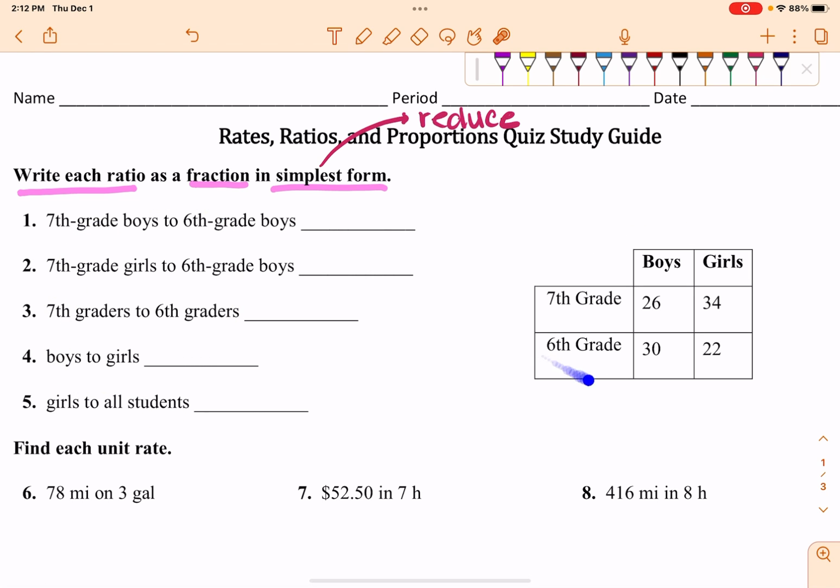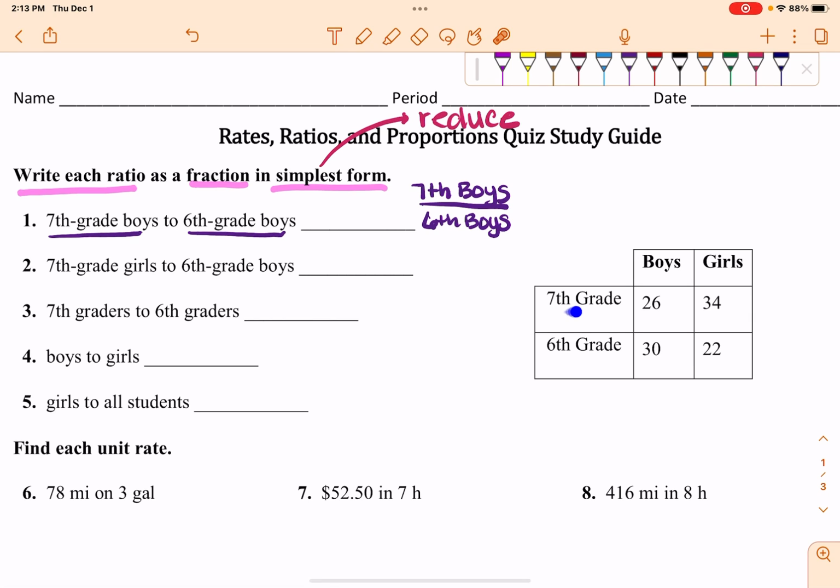All of this ratio section is going to use this little table on the side. I have 7th and 6th graders that are split into boys and girls, and I'm going to use those ideas to get the information I need to make my ratios. The first one says 7th grade boys to 6th grade boys. Whatever gets mentioned first goes in the top of the fraction, so 7th grade boys go on the top, and 6th grade boys come second, so they go on the bottom. I think it's helpful to put your information here because it makes it easier to know what information to put there.